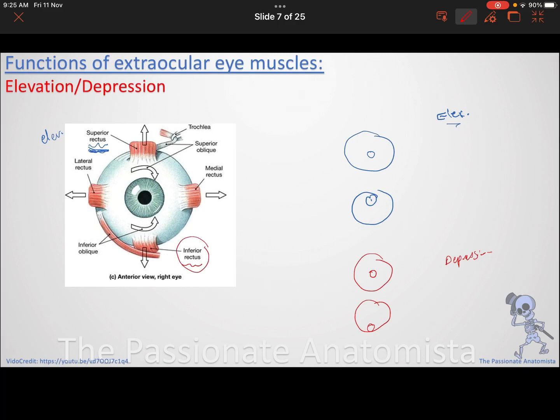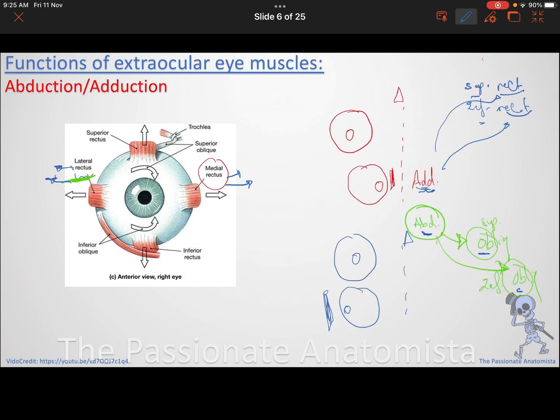What about the obliques? It's the opposite, because this is the equator, guys. So when the superior oblique tries to pull, although it is a superior muscle, it will bring the eye down. So yes, here the elevation is superior rectus and the depression is inferior rectus because of their position, but the inferior oblique will do elevation because of the equator information we said, and the superior oblique will do depression. Okay, guys? So again, let's go back.